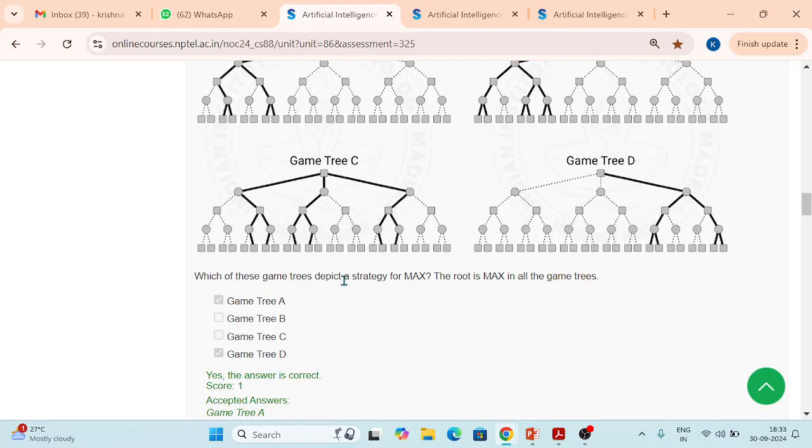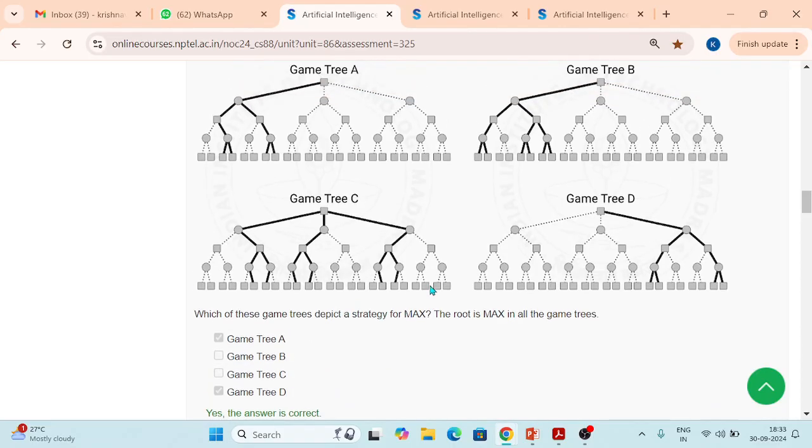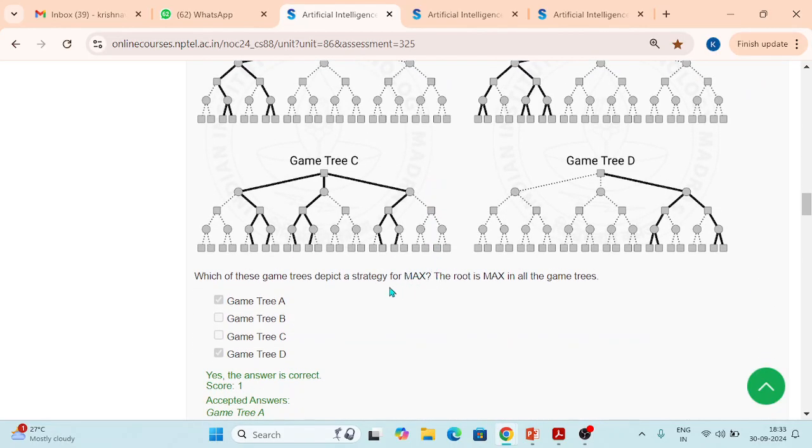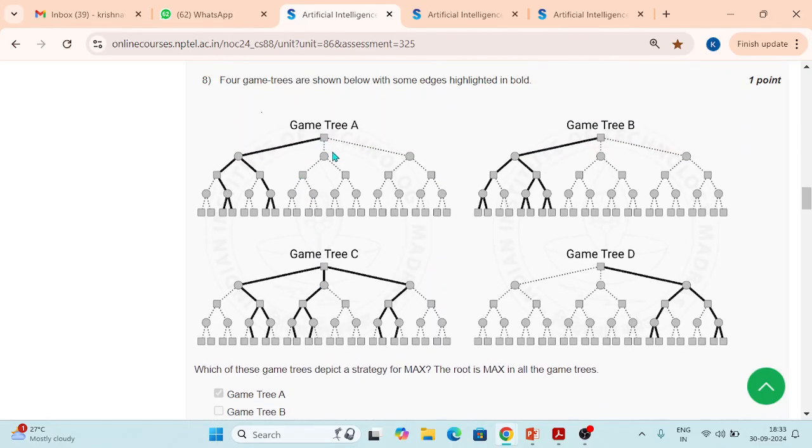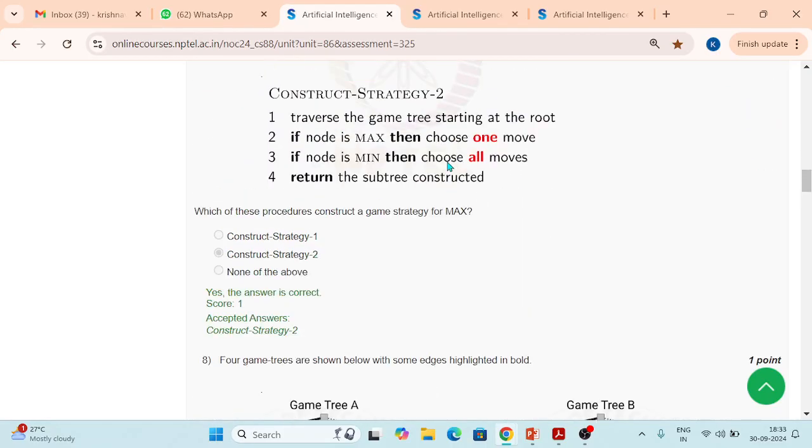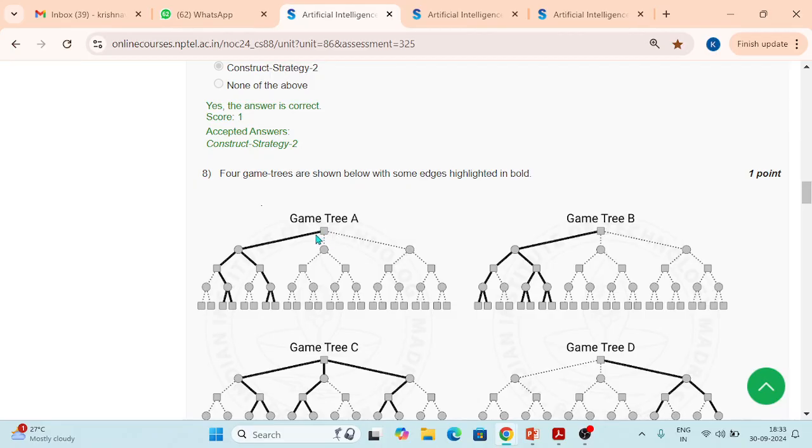Which of the game trees depict the strategy for the max? We said that for a max node we need to select one. If the node is max, choose one; if the node is minimum, choose all the moves. Here the square box represents the maximum node and the circle represents the minimum node. This is the maximum node, choose only one. This is the minimum node, choose all.